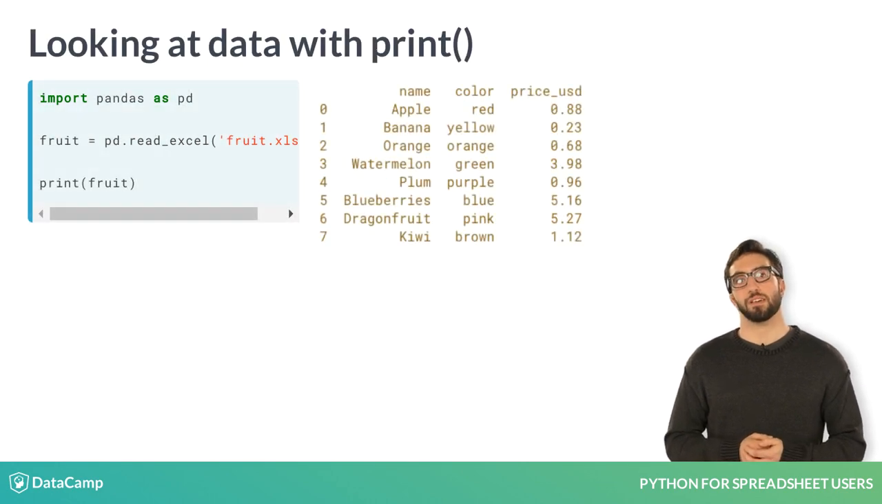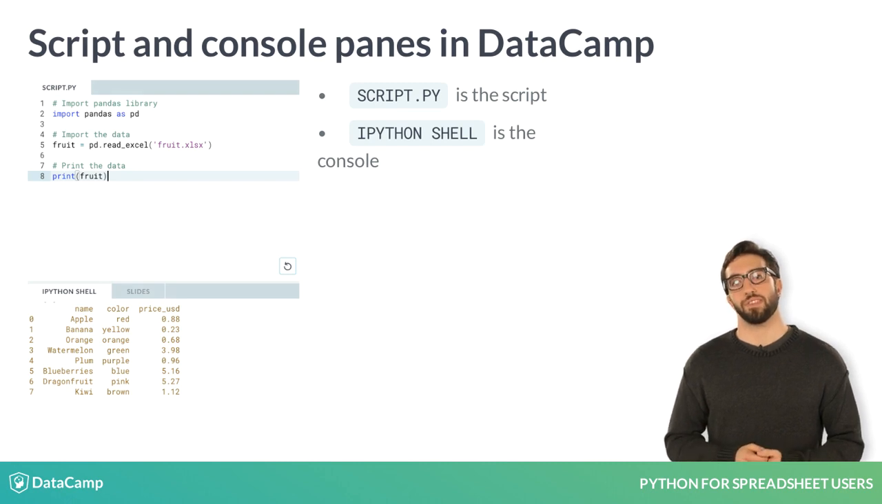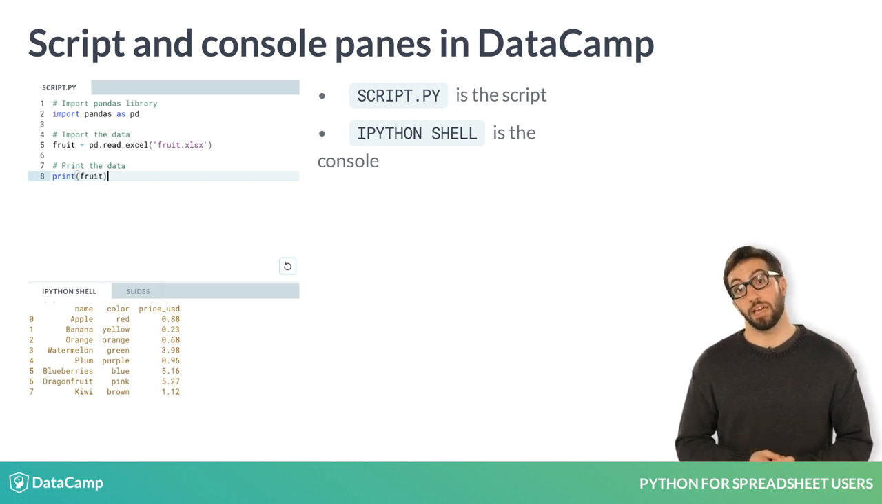Finally, to look at all of our data, we can use Python's built-in print function at the end of our script. This function does not require any dot accessing. We simply write print and pass the variable fruit to the function. This will display all of our data in the console. The console, at the bottom of this image, will display the results of your script in the upcoming exercises. You will also learn how to interact with it directly later on.